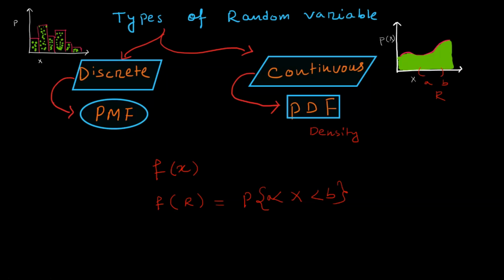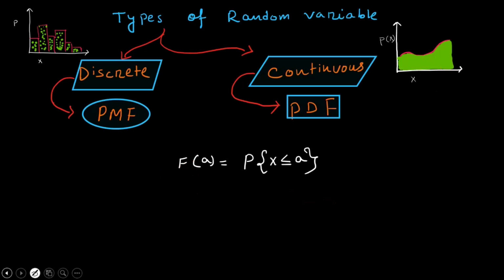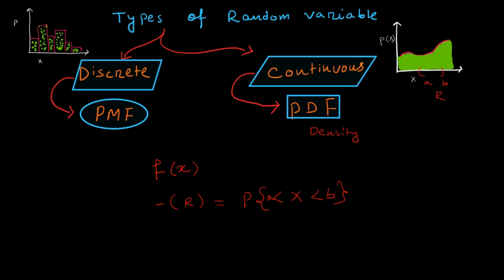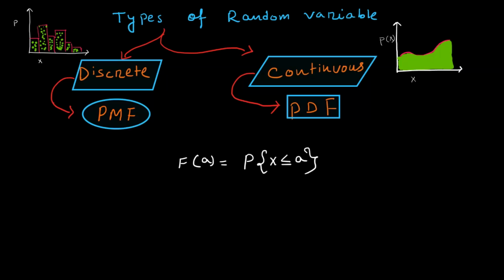Okay, with that in mind, let's move ahead. We are going to discuss more about this. Something that I am going to tell you right here is what can be done with these things in mind. Suppose I define something like this: F(a) is equal to probability of x less than or equal to a. This thing will give me cumulative distribution function, called CDF in shorthand.